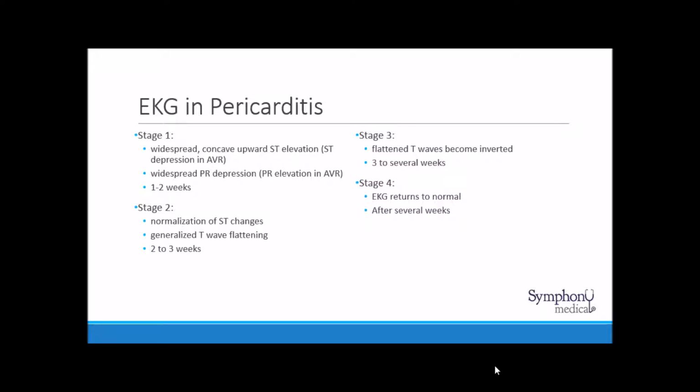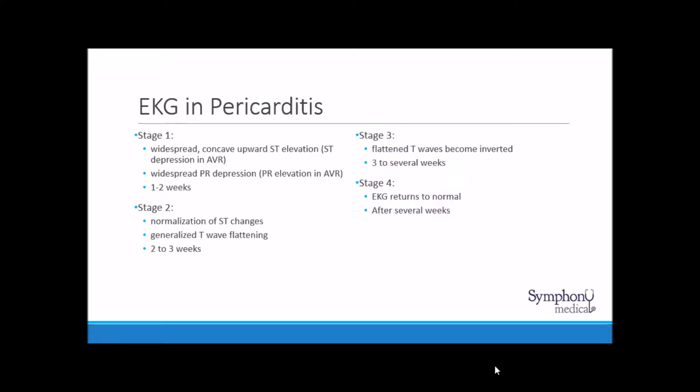The EKG is pretty diagnostic. You should know that it does progress through 4 stages. Typically, patients will come for evaluation while they are in stage 1 because it's annoying to have pericarditis. And what you see is widespread concave up ST elevations other than in AVR where you see reciprocal ST depression.